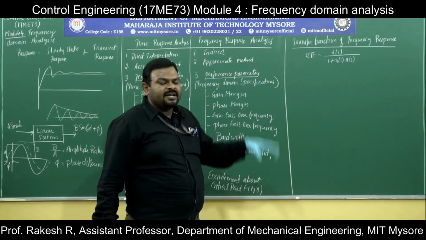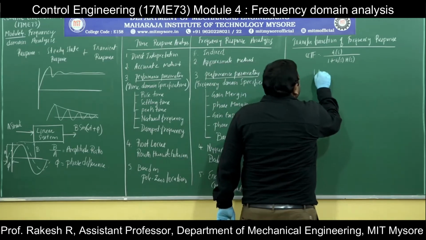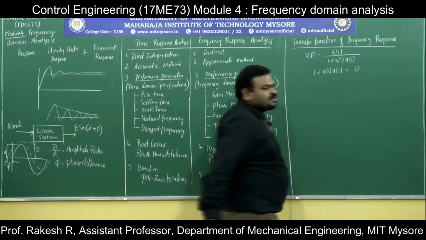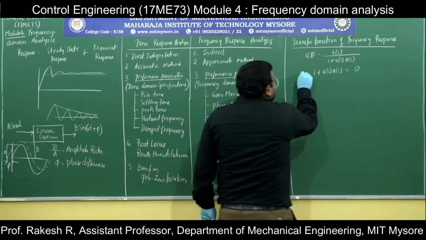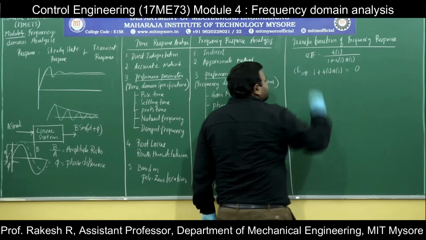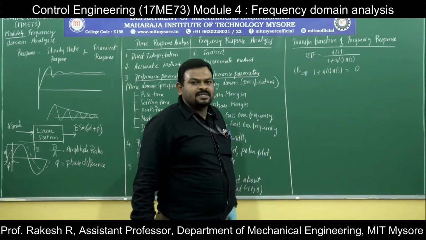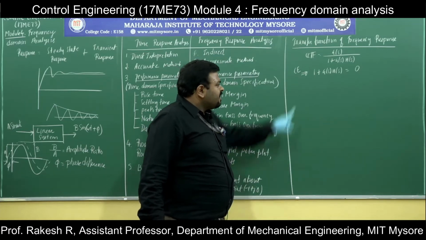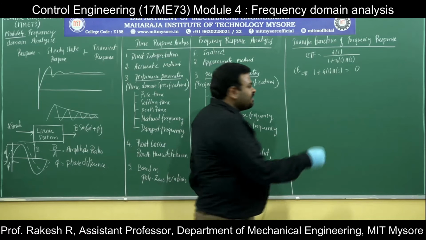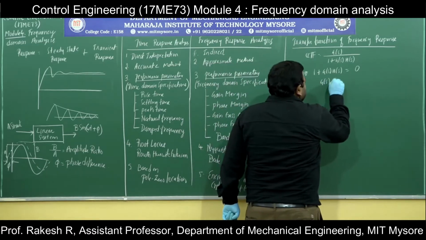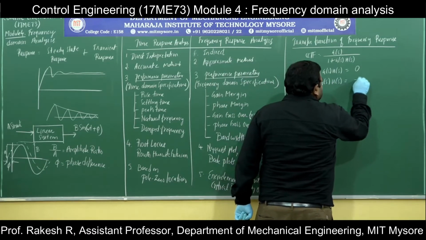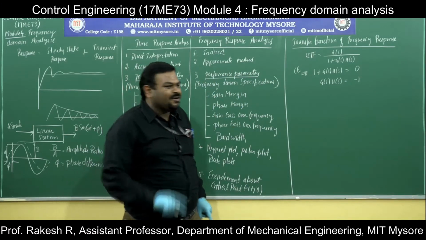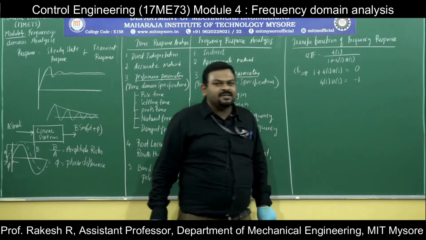I will solve the denominator part. If I solve the denominator, 1 plus G of s H of s will be equal to 0. So this is nothing but the characteristic equation, 1 plus G of s H of s equal to 0. This specification we have seen in module 2 itself. If we solve this characteristic equation, then G of s H of s will be equal to -1. Very simple. But you have to solve what exactly G of s H of s is.